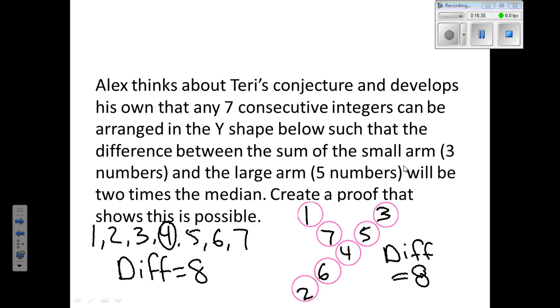So I want you to create a mathematical equation that proves that this is possible and bring it to class tomorrow. Then your assignment is to do page 26 and 28.